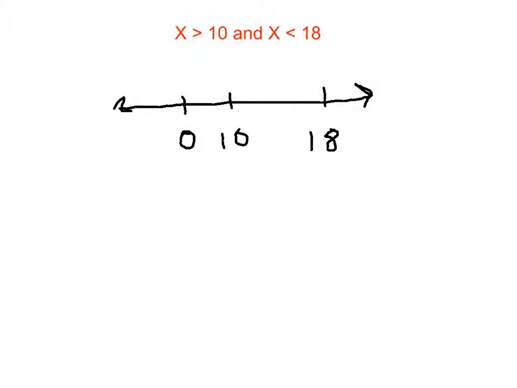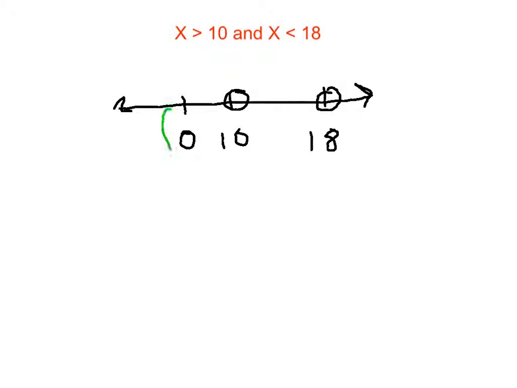And since we're talking about strictly less than, strictly greater than, then we're going to have open circles. Now you can see here that just by marking 10 and 18 on my number line, it is broken into three pieces. These numbers down here, the numbers in between, and the numbers up here. So I could choose a number from each one of these and test it to see if it works.